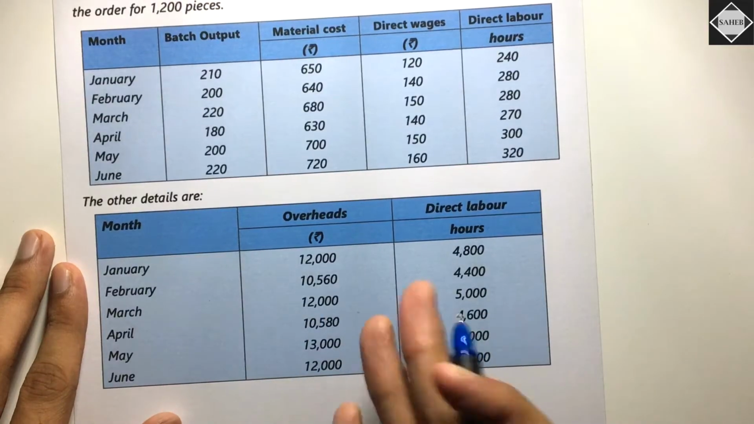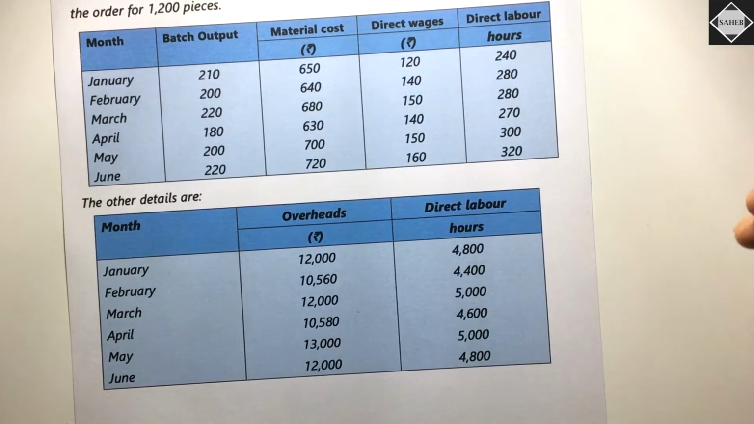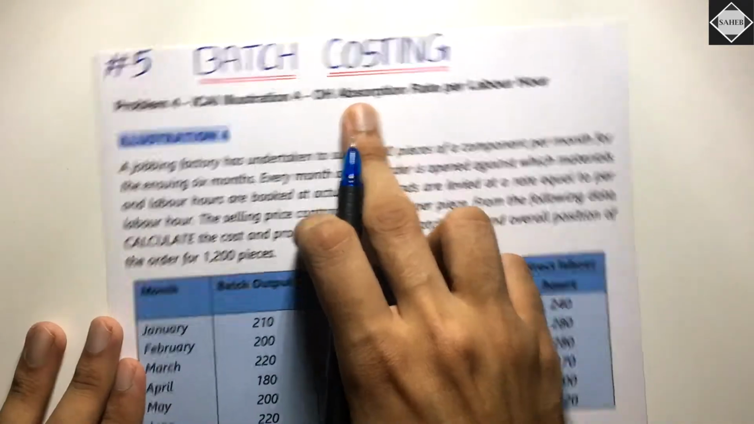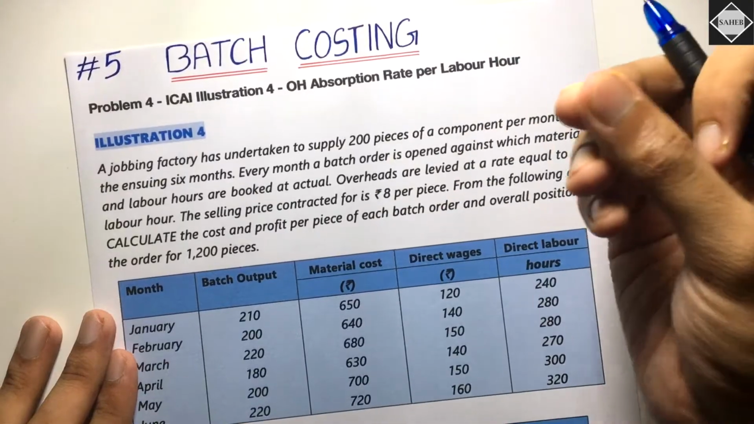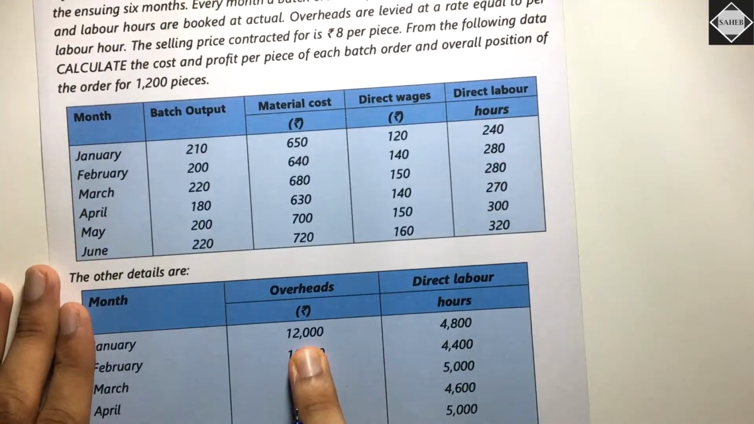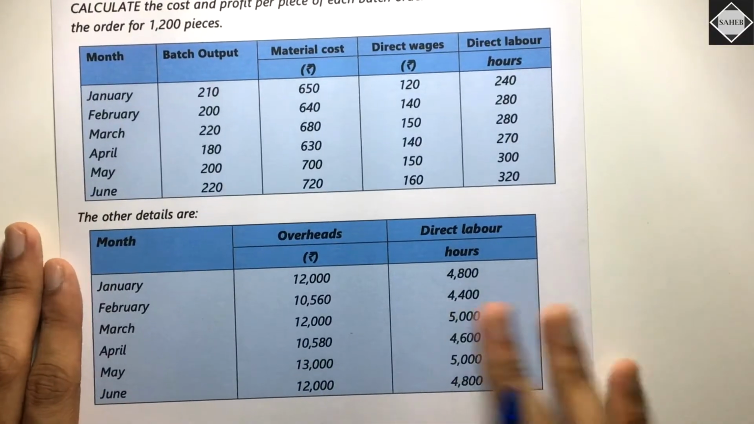So now why have they given us this data? They have given us this data to calculate the absorption rate per labor hour. With that only we will be able to absorb the overhead in these batches. So we'll see that. Don't worry, it's really simple.